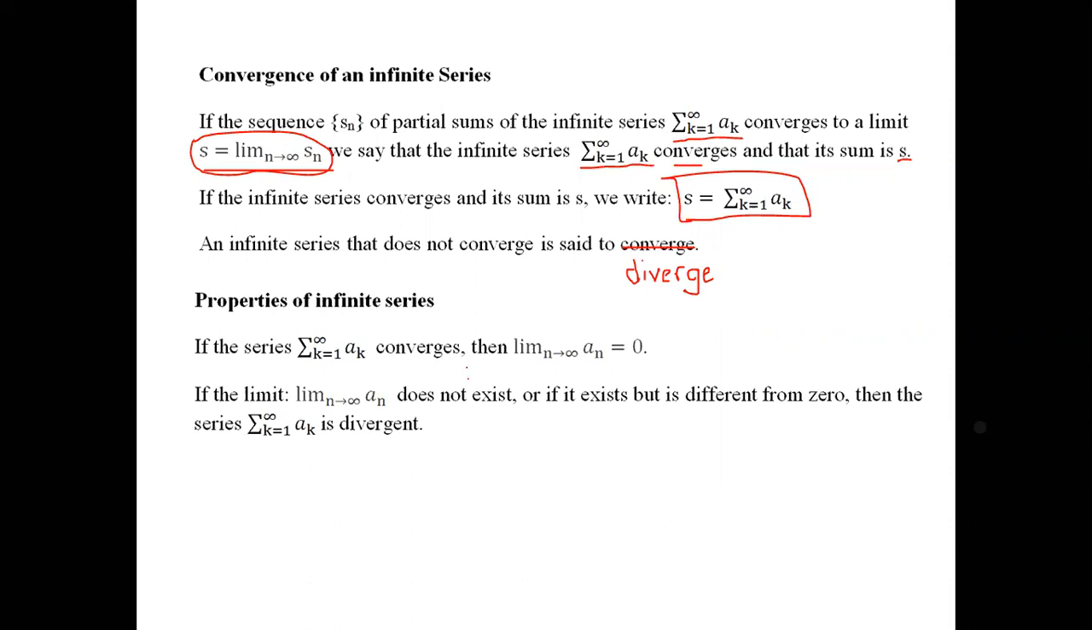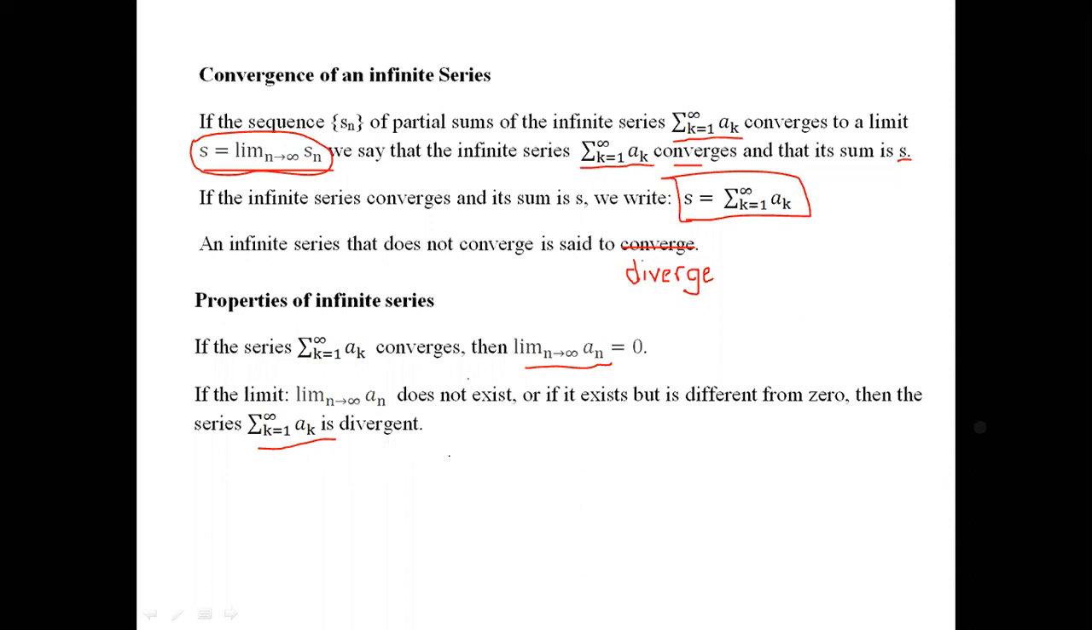Properties of infinite series. If the series sigma AK as K ranges from 1 to infinity converges, then the limit of AN as N approaches infinity is 0. So if the limit of AN as N approaches infinity does not exist, or if it exists but is different from 0, then the series is said to be divergent.